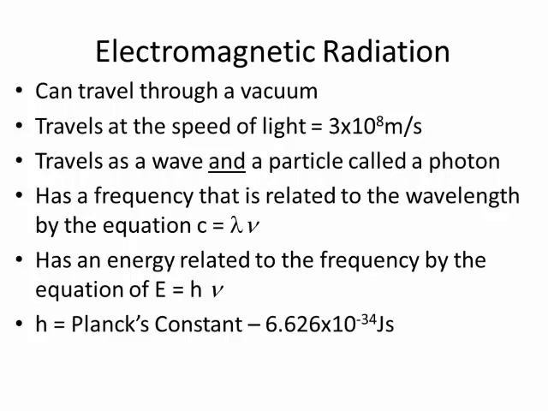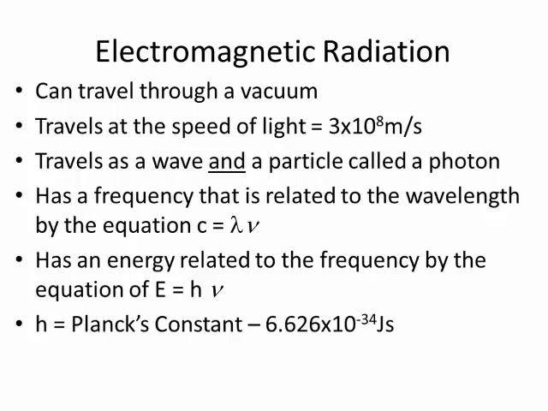It has a frequency that's related to the wavelength by the equation c = λν. c is the speed of light. It's a constant. λ is the wavelength, and ν is the frequency. So we mentioned that it's an inverse relationship, and this equation shows that. It has an energy related to the frequency by the equation E = hν, where E is the energy in joules, and h is Planck's constant, which is 6.626 × 10 to the -34 joule seconds.